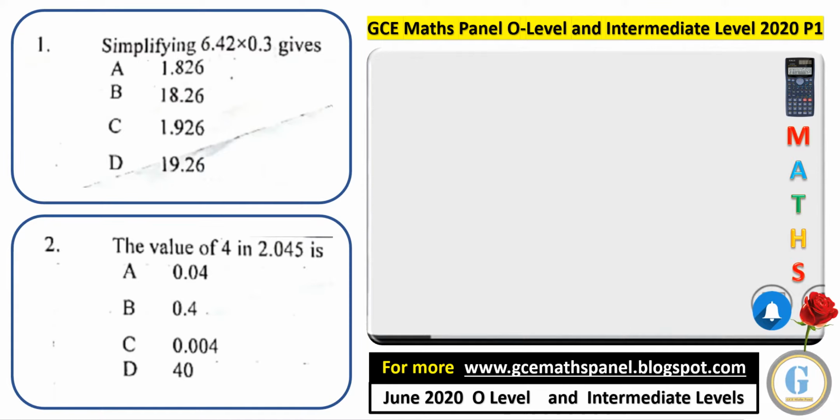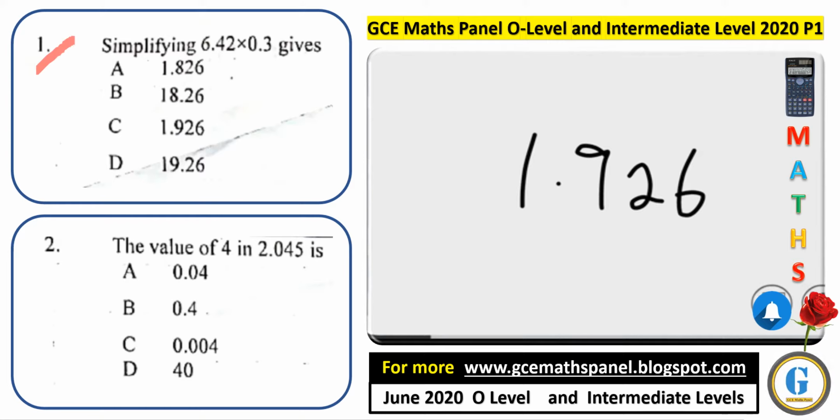Question 1 reads, simplify 6.42 times 10 times 0.03. So when you just punch this on your calculator, you have a value of 1.926.